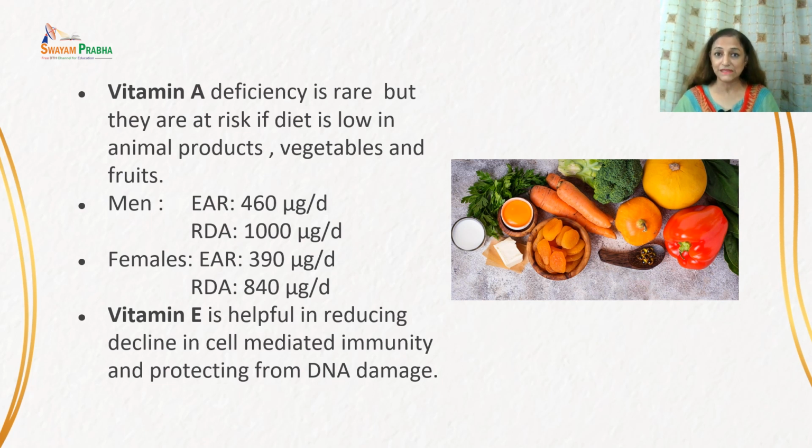And if we talk about vitamin E, it is helpful in reducing the decline in cell mediated immunity and it is useful in protection from DNA damage also. So the diet of the elderly should include nuts and oil seeds, along with some fortified foods to meet the requirements of vitamin A and vitamin E.